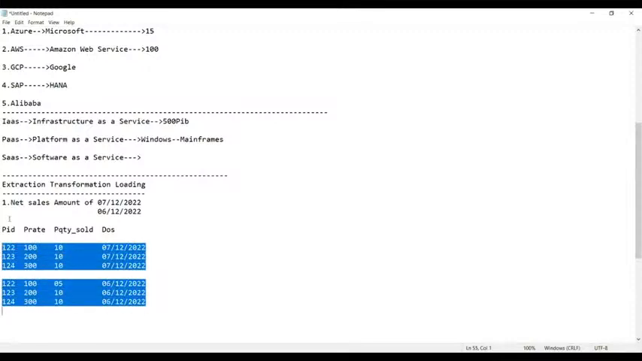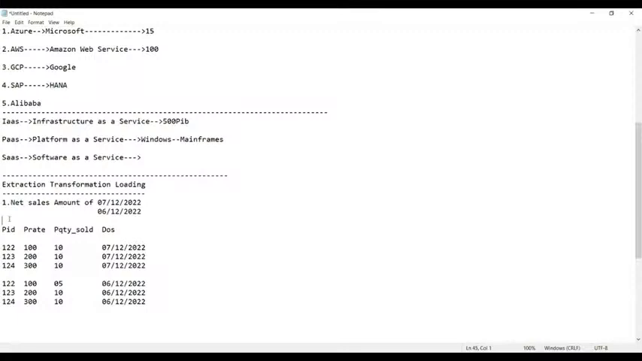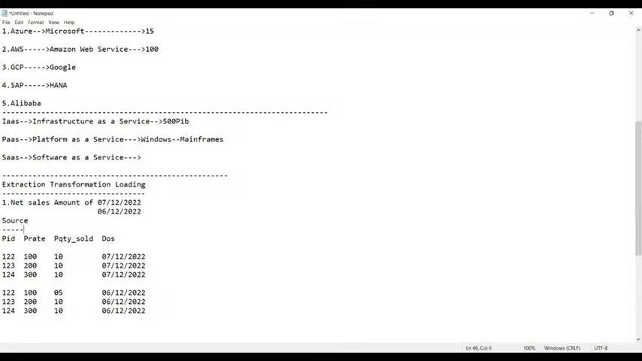So we can consider this as a source. Am I right, everyone? Basically, for the process of ETL, that is extraction, transformation, and loading, we require two things. What are the two things we require? The first one is the source, and the second one, which is very important, is called a target. Source and the target.